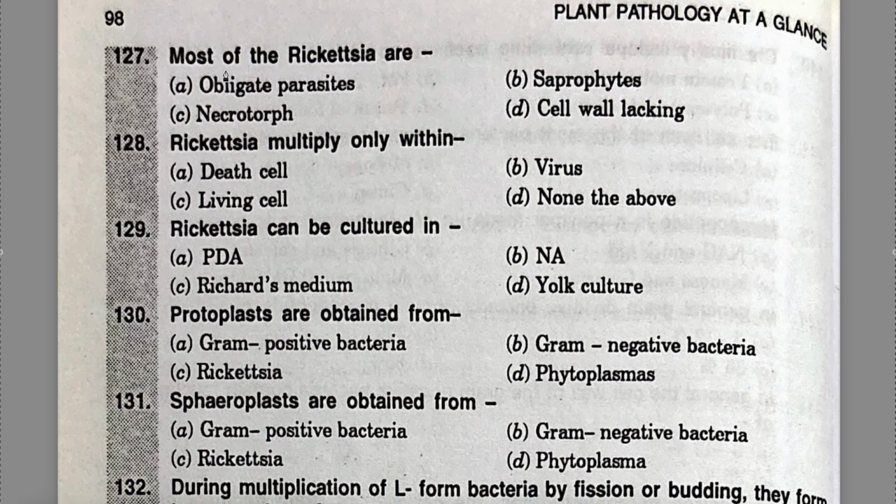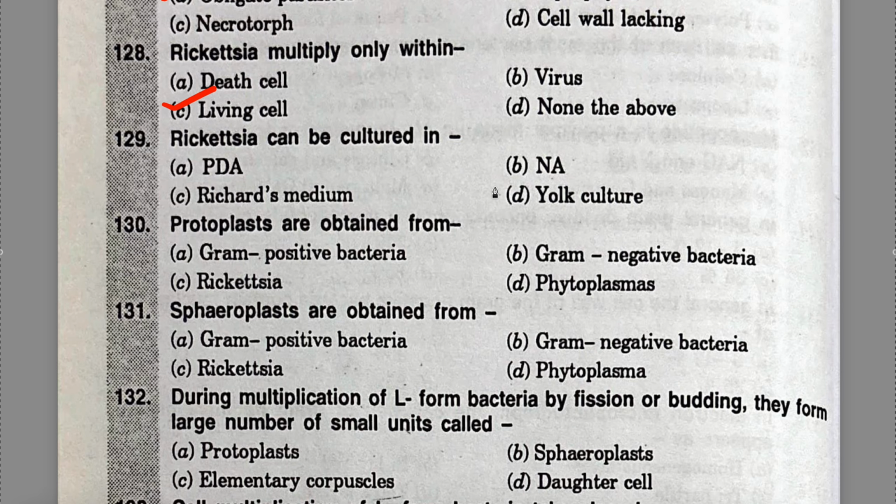Question 127. Most of the rickettsia are obligate parasites, saprophytes, necrotrophs or cell wall lacking. Answer is option A. 128. Rickettsia multiply only within dead cell, virus, living cell or none. Answer living cell. 129. Rickettsia can be cultured in PDA, NA, Richards medium or yolk culture. Answer is option D.